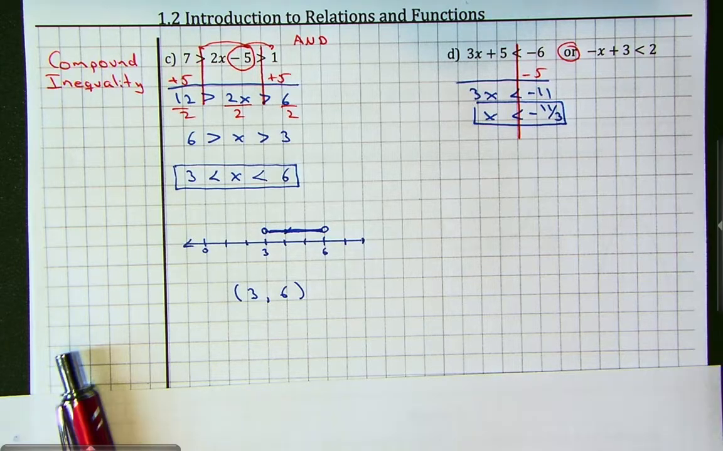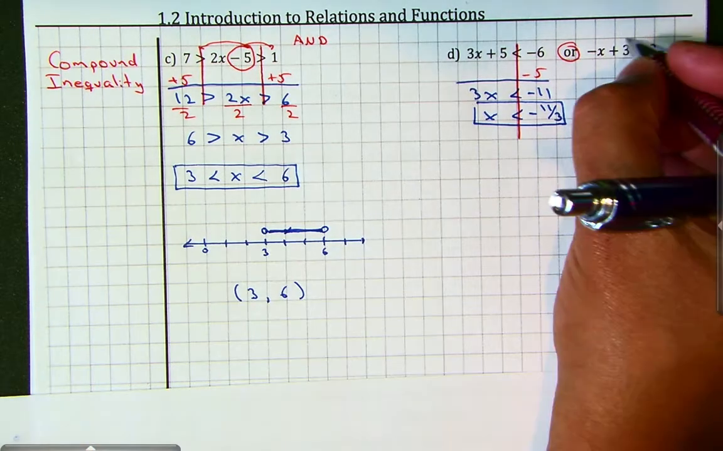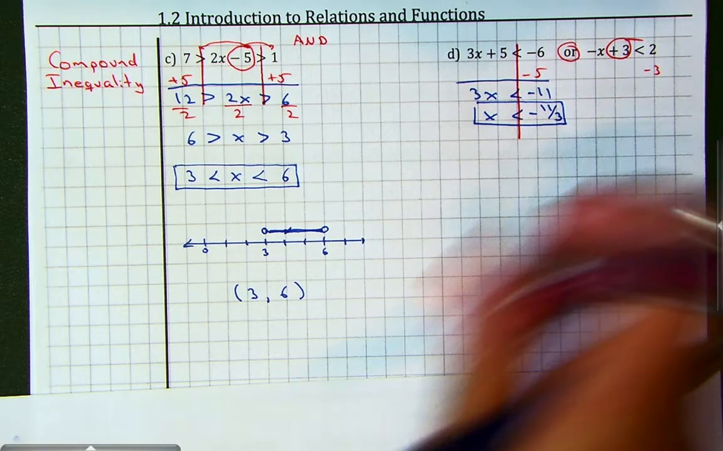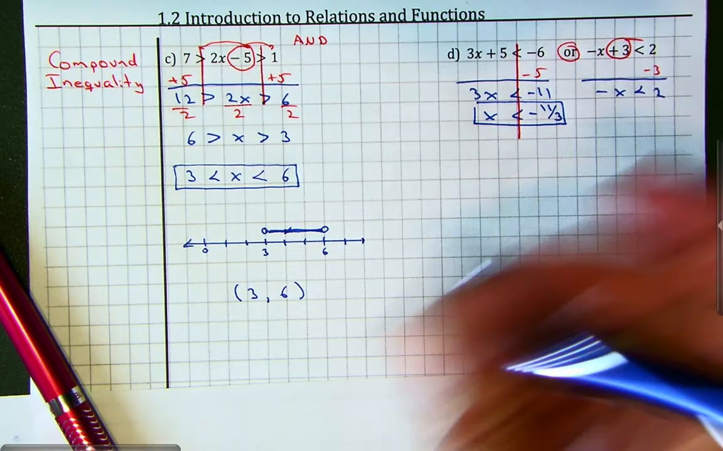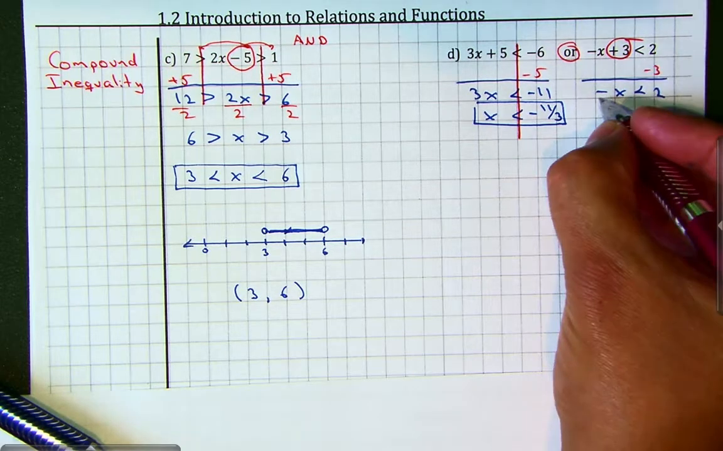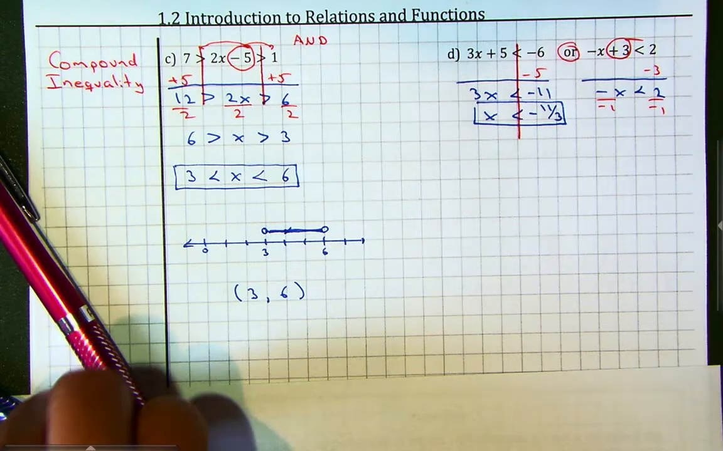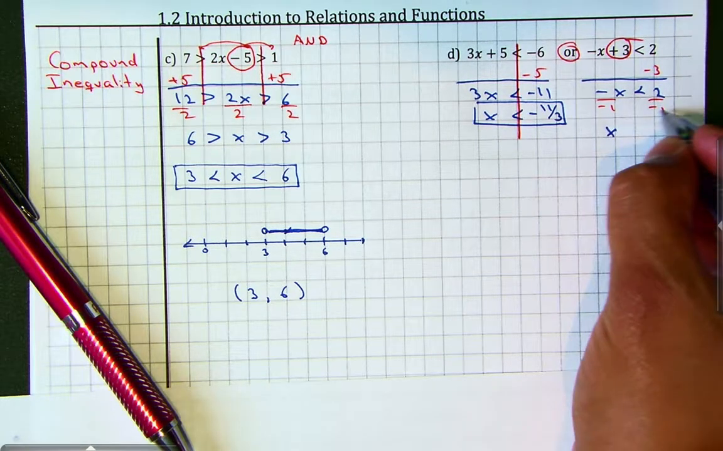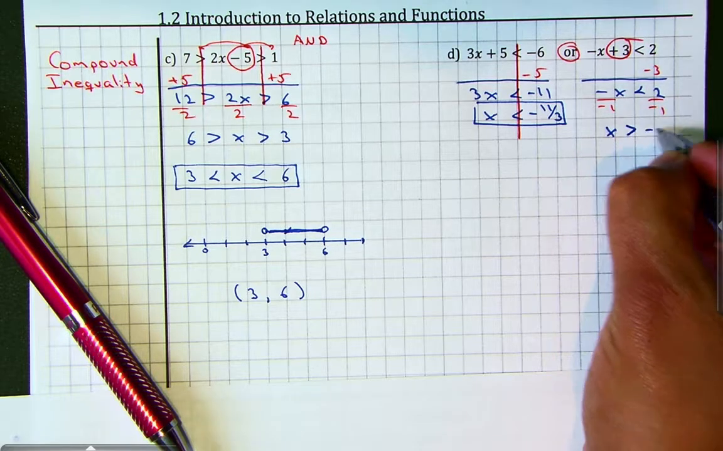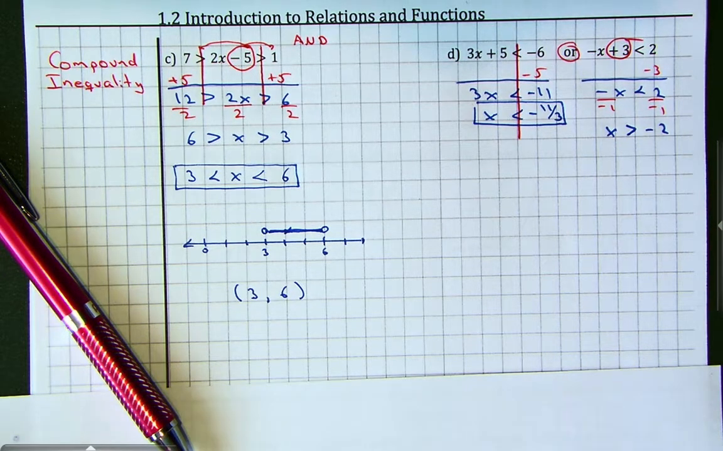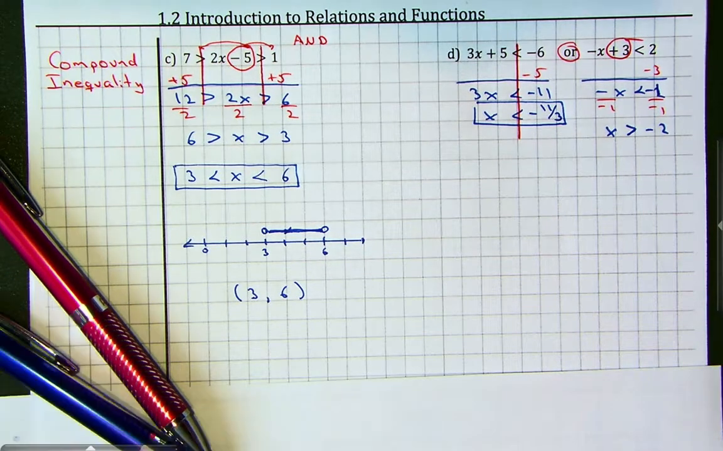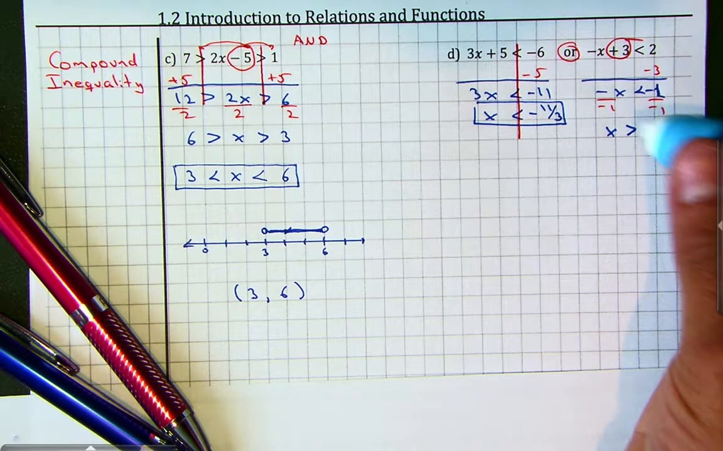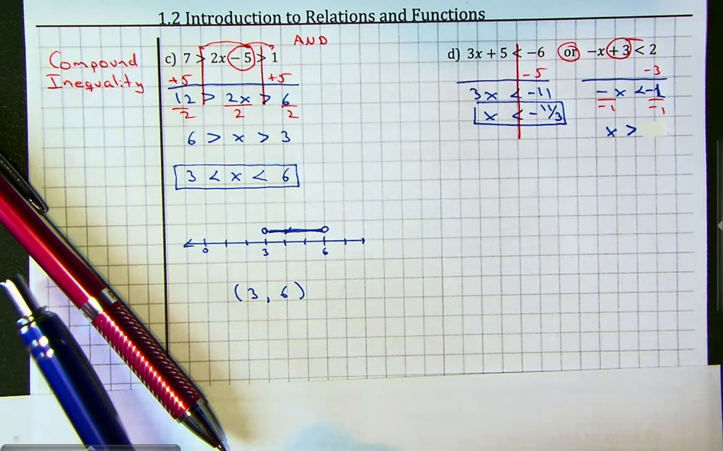On the second one, I'm going to move my 3, it becomes a negative 3, or minus 3 on both sides, whichever you prefer. We have negative x is less than 2. I'm going to divide by negative 1. So therefore that gives me x, and when I divide by a negative number, I have to remember to flip my inequality. That gives me negative 2. That gives me a negative 1. So I made a mistake, that should be a positive 1. Negative 1 divided by negative 1 is positive.